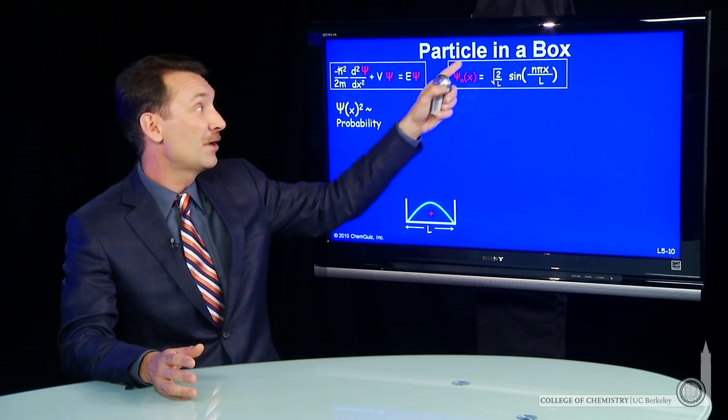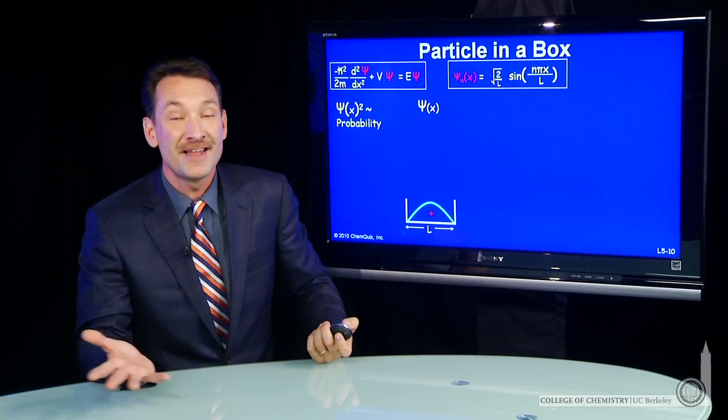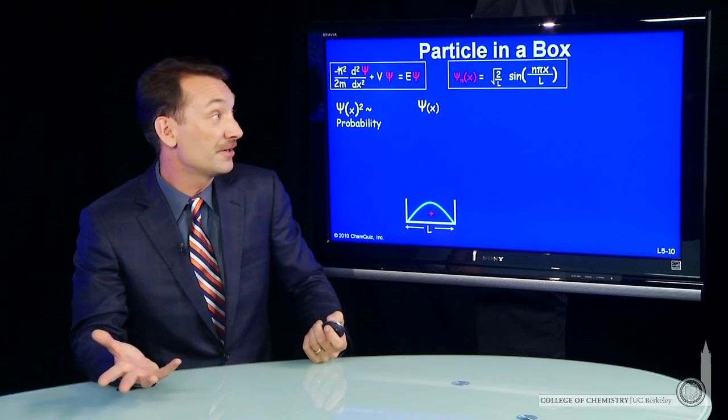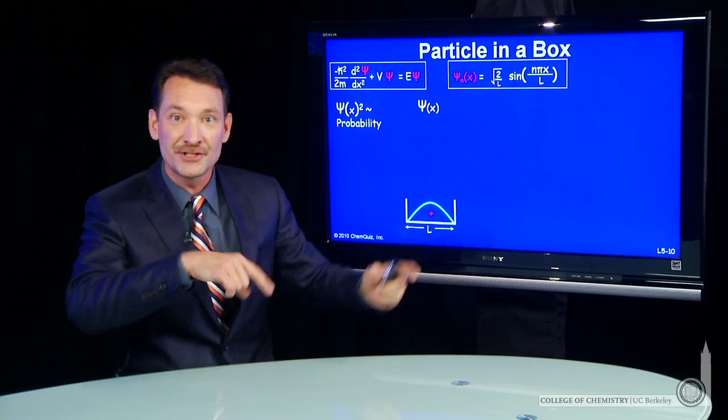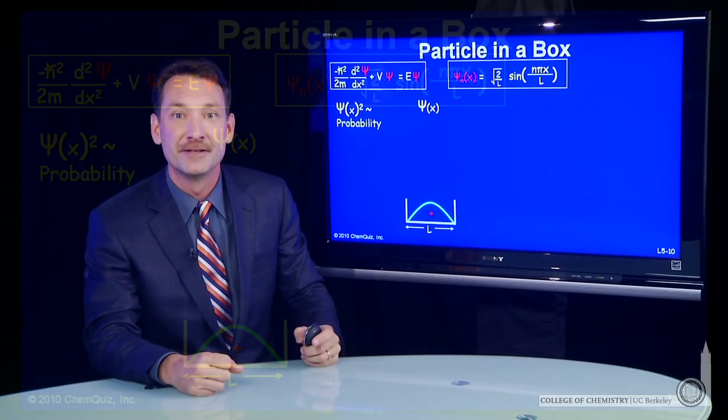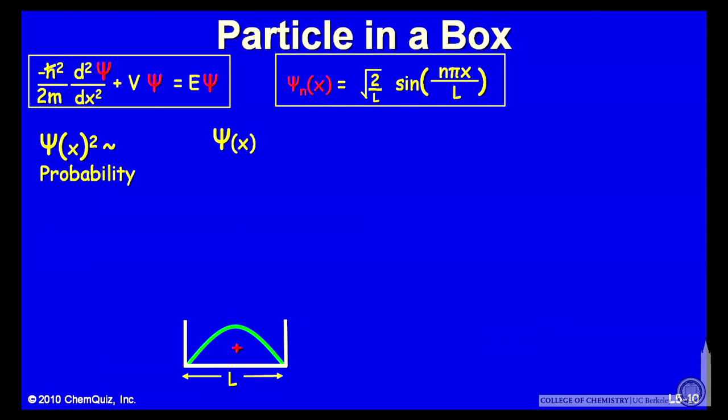Now, we won't go through all the mathematics, but you can solve this. And when you solve this equation, you get an expression for psi that's not that hard to understand. It looks like a wave function. There's a sine function, an oscillating sine wave, that you'll recognize from your high school mathematics. Psi of x is a sine of x. The length of the box is in there, and another parameter, n, is in there.